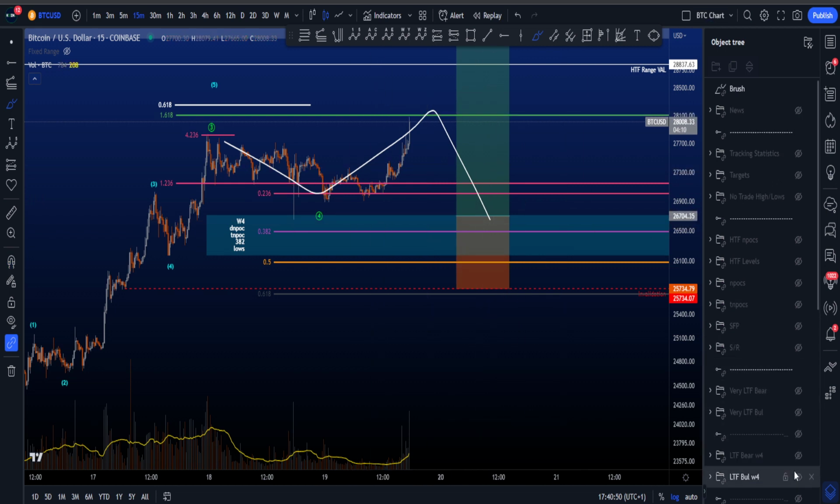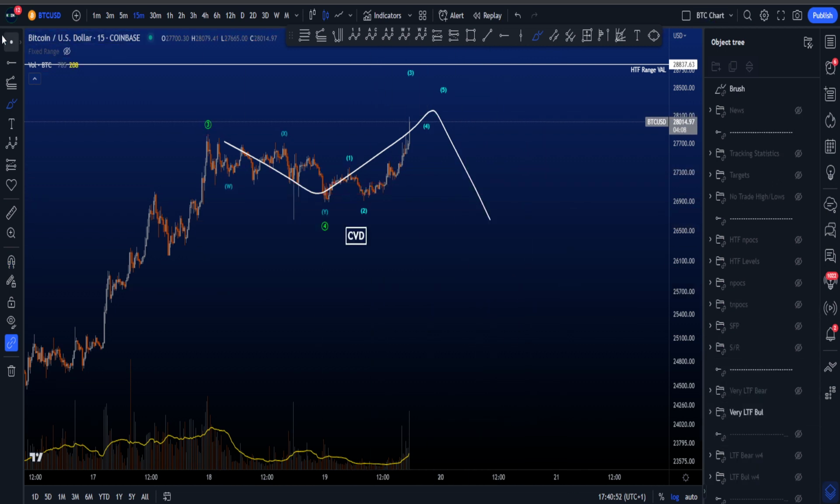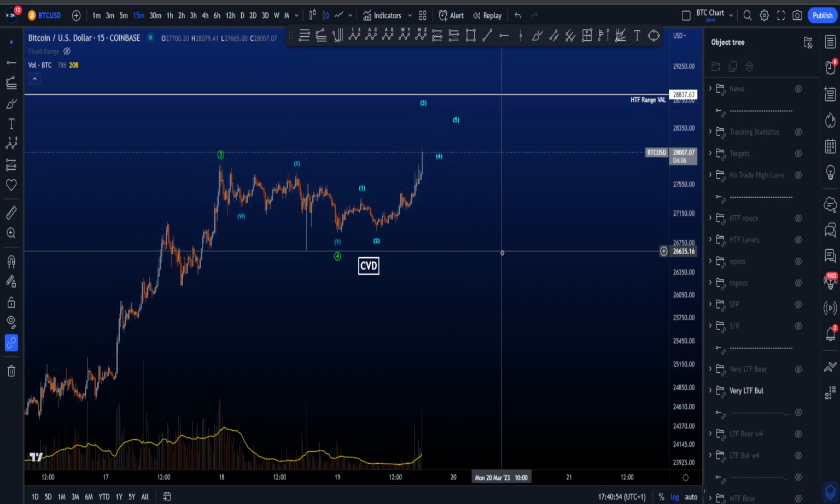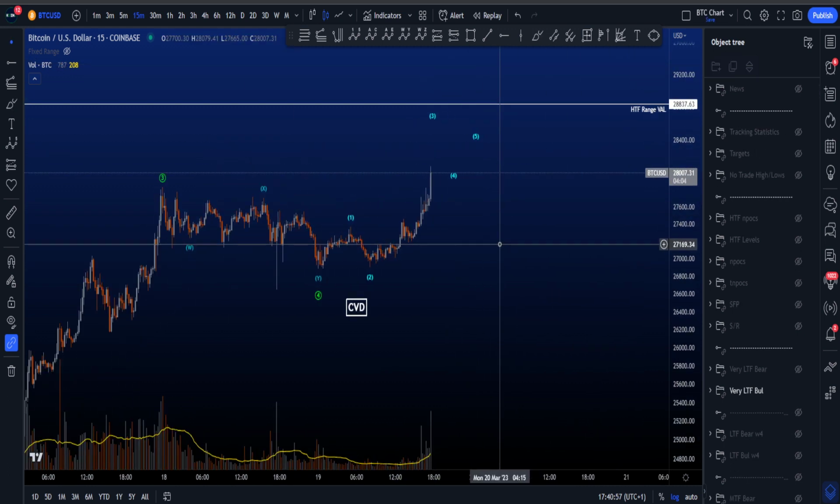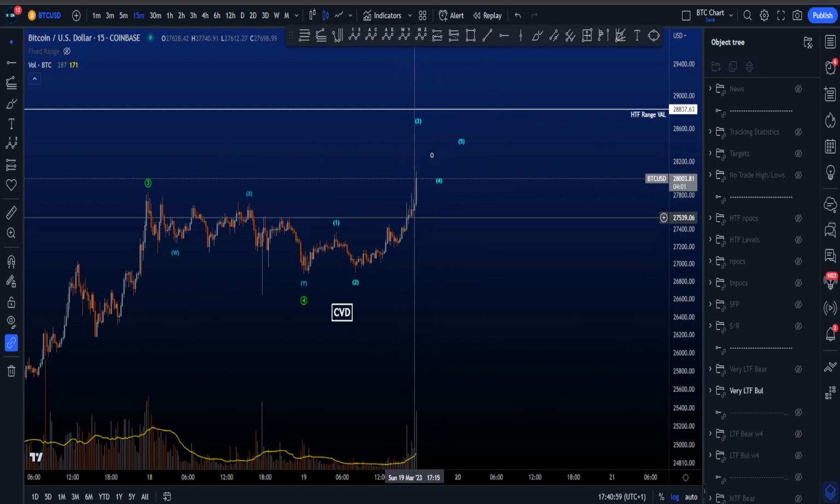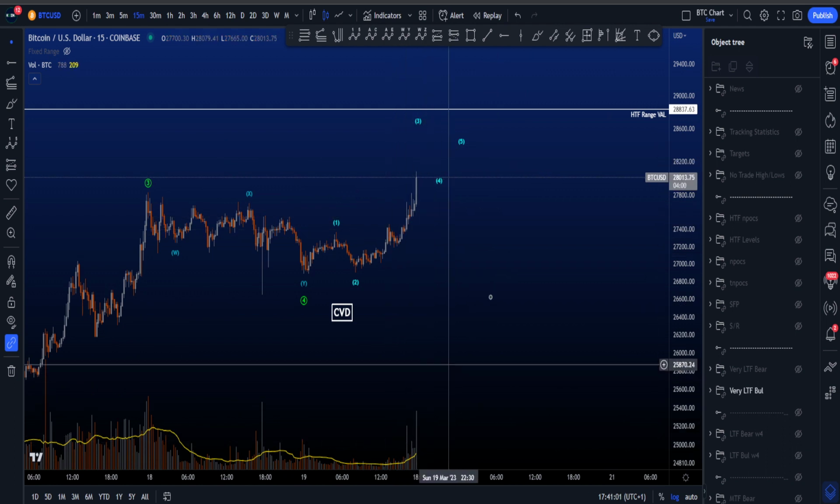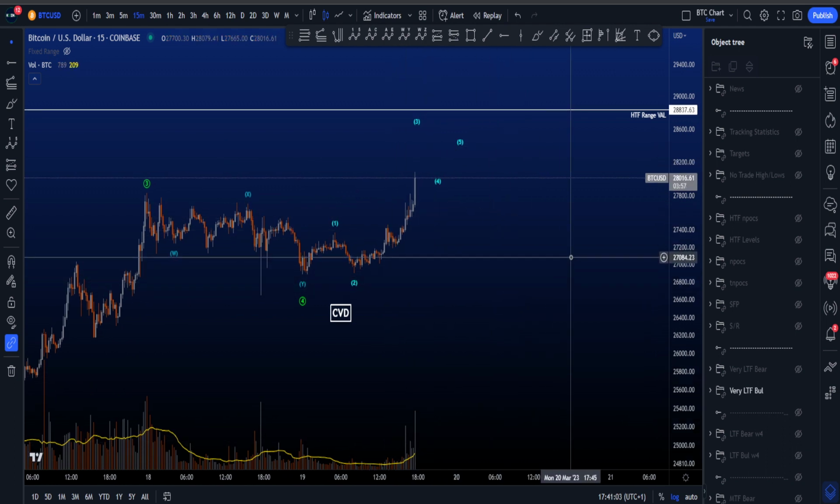However, as it looks at the moment, I do believe this scenario is more reliable and looks more promising, also with the volume supporting this move. But hey, we will see what happens after recording this video.